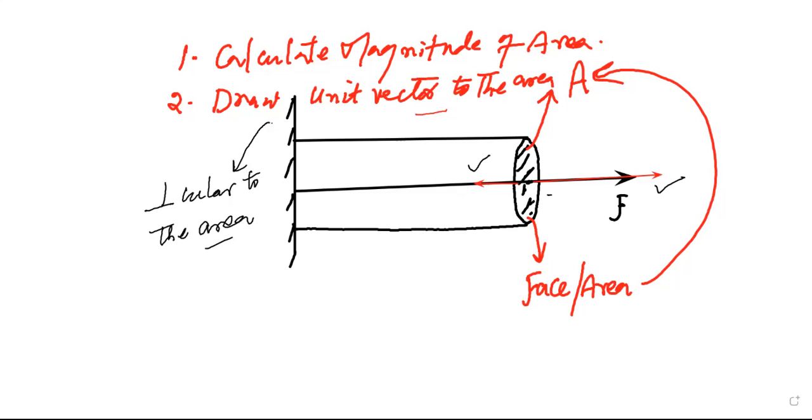That is, the screw should come out of the surface, not go into the surface. So if you have a screw here and you rotate the screw, if the screw has to come out of the surface, then the motion of the screw has to be in this direction. Therefore, this will be the direction of our unit normal, and we represent the unit normal by n cap.